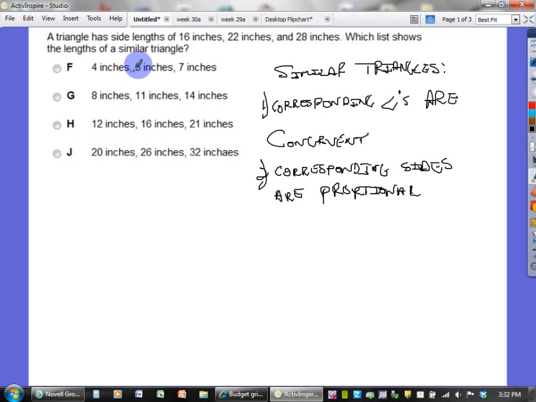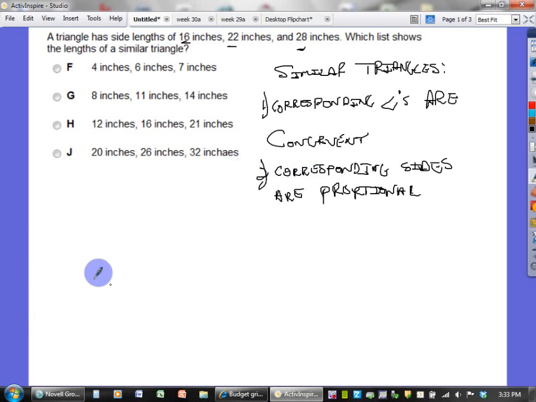So we see here we have a triangle. One of the side lengths is 16 inches, one of the side lengths is 22 inches, and one of them is 28 inches. So we're going to assume that the corresponding angles are congruent. So how do we use these choices in order to find the correct answer? The easiest way to do this is just to simply find the shortest side length up here. We have 16, 22, and 28.